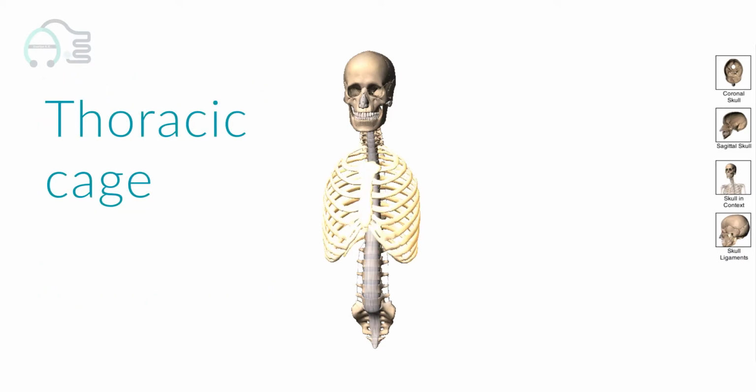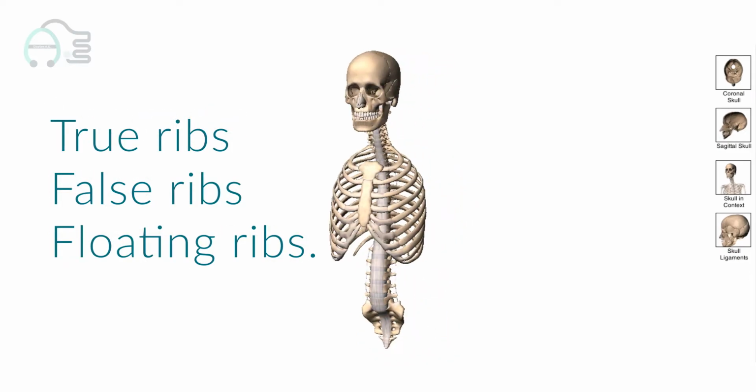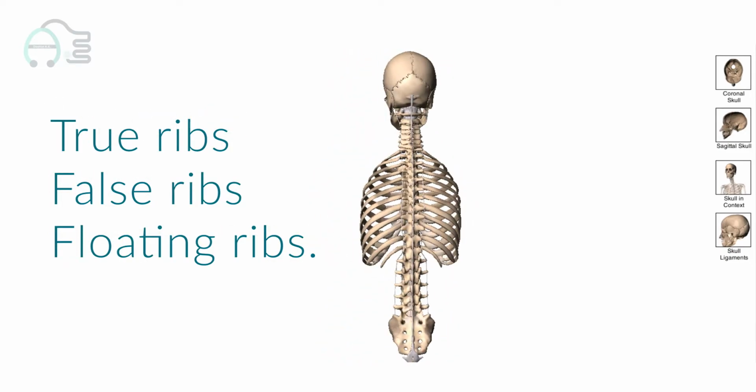Thoracic cage, the bony cage that encloses vital human organs, is formed by the sternum and ribs. There are 12 pairs of ribs that are divided into 3 groups: true ribs, false ribs, and floating ribs.